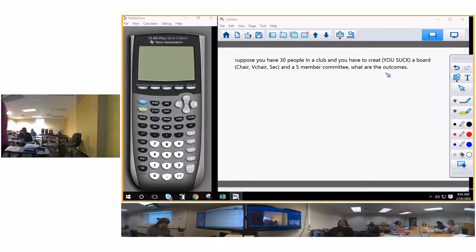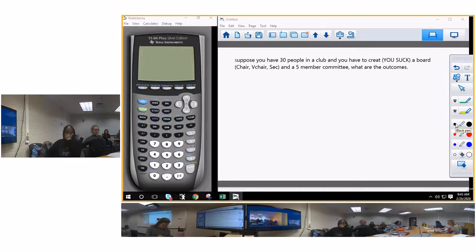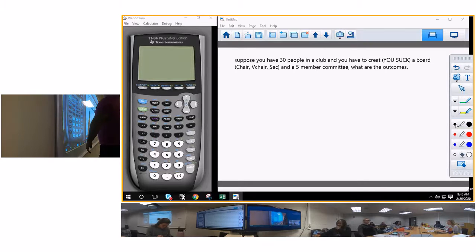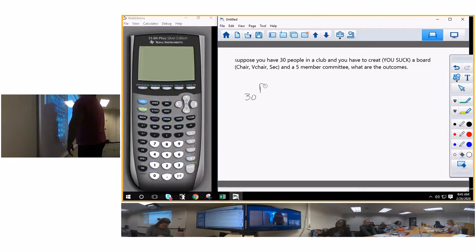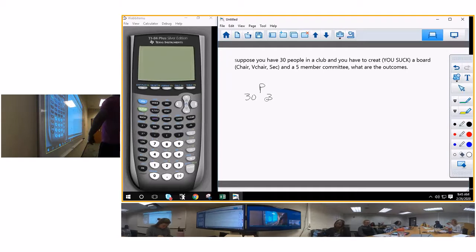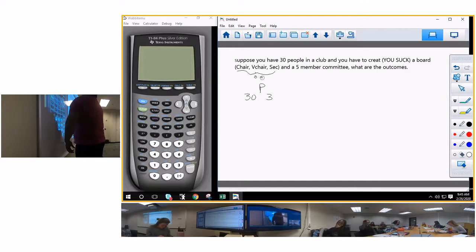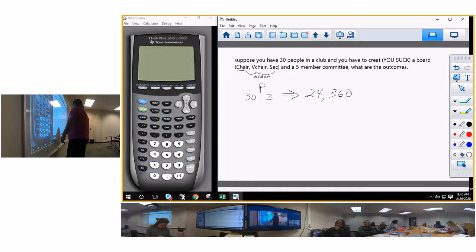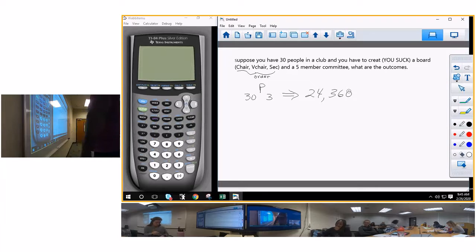Oh, man. All right, so here we go. The 30 people in the club, that's going to be N. So 30 permutation 3, because there are 3 board members, and it's permutation because this represents what? Order. So somebody crank that in your calculator. Please don't mess it up. 24,360. Do I have a second on that? That's right. Will somebody confirm that? Okay, thank you.